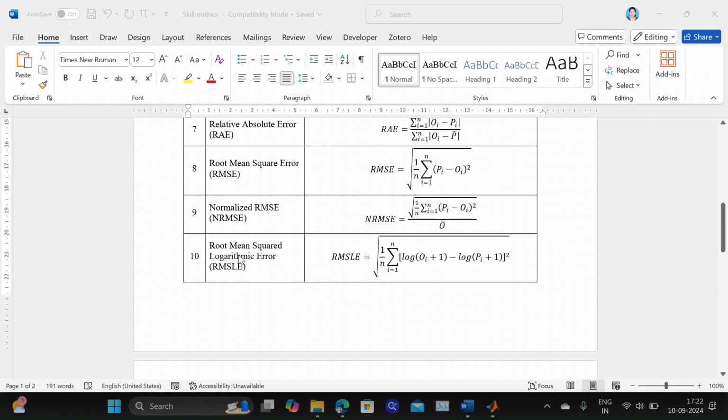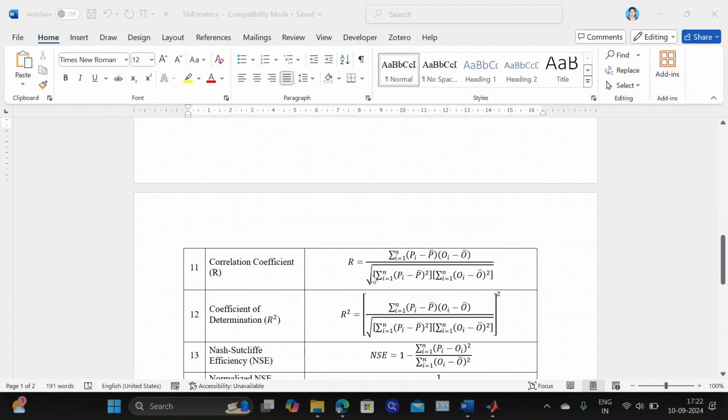Now the 10th metric is root mean squared logarithmic error. So instead of Pi and Oi, here we'll be using log of Oi plus 1 and log of Pi plus 1. The remaining formula is the same. So root mean square logarithmic error has been recently implemented by researchers in finding the model accuracy.